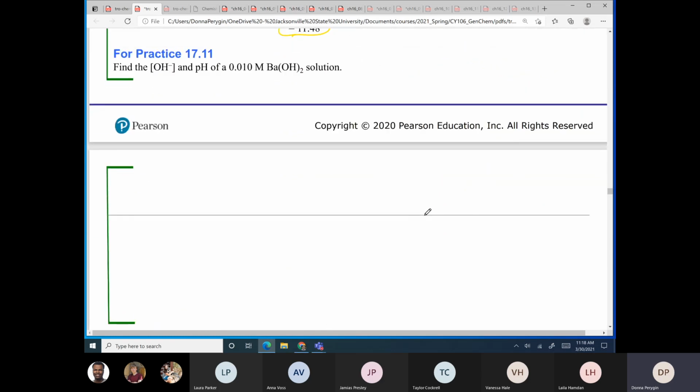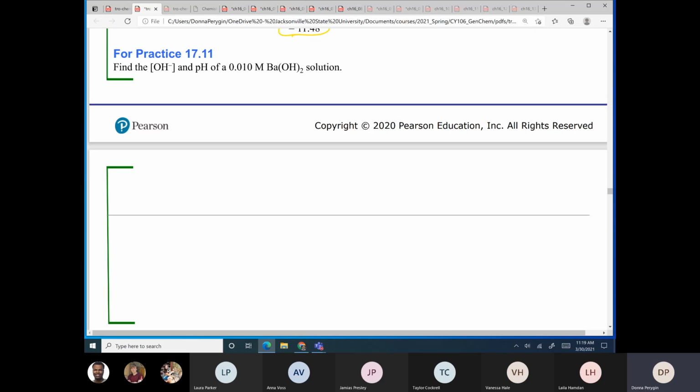Okay, so let's work the 4 practice problems. Hopefully you can see what I just did there. Working practice problem 17.11. I don't even see it on here. Let me see. All right, and see, the study guide actually worked it according to the way I just did it.